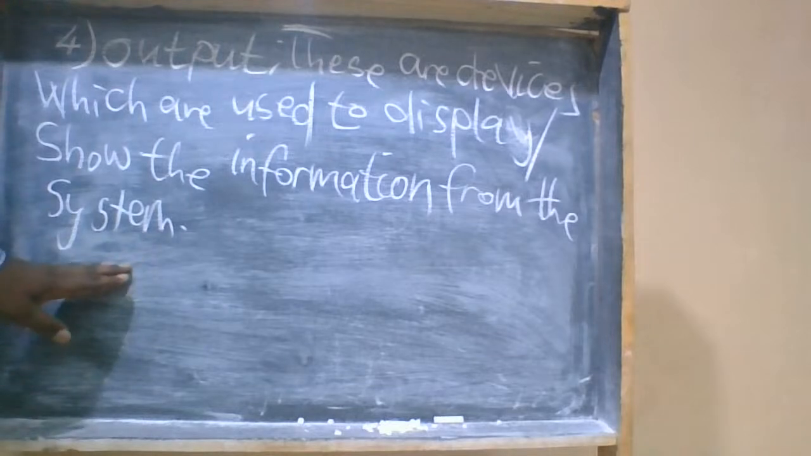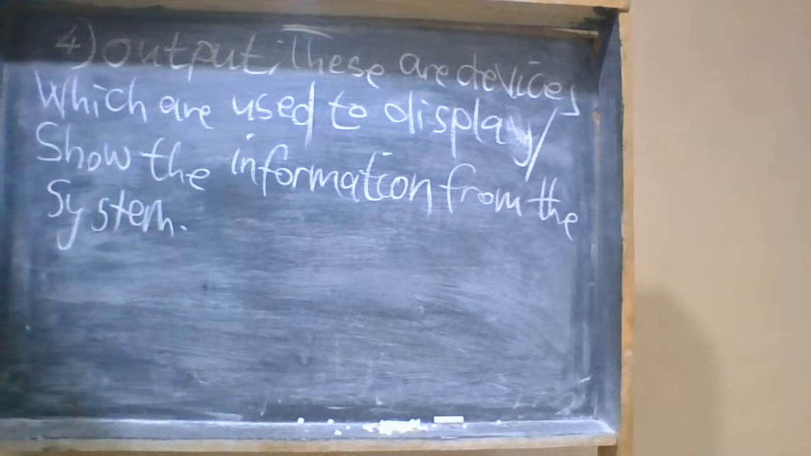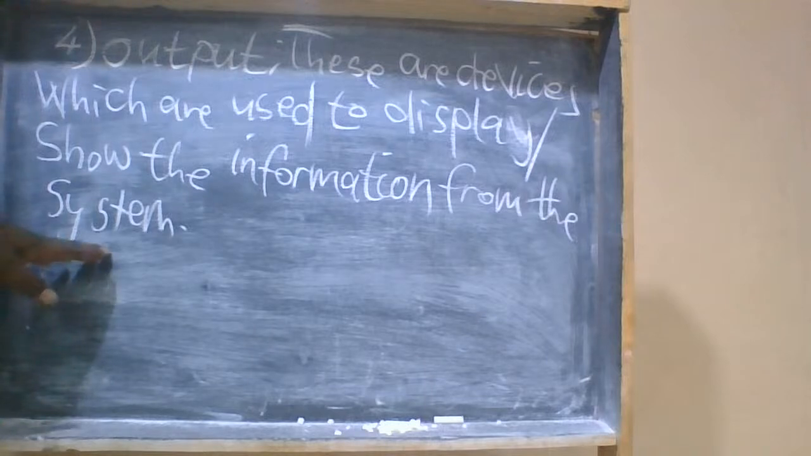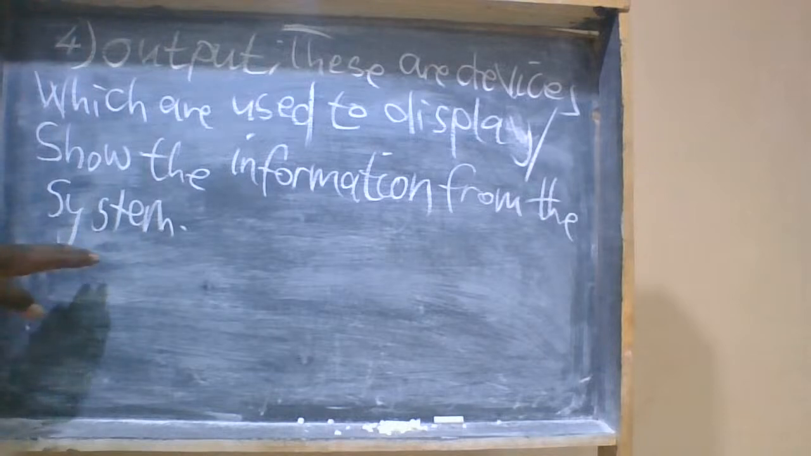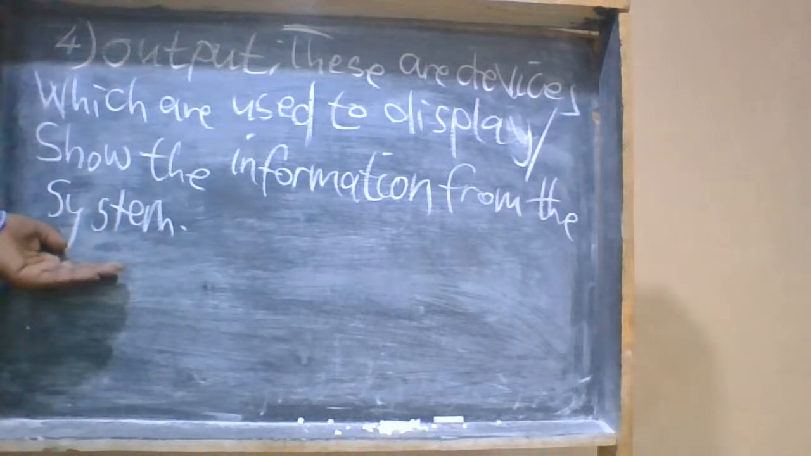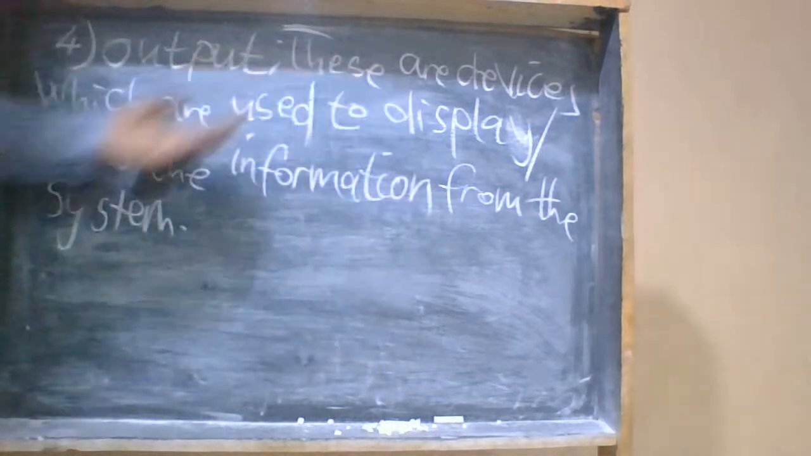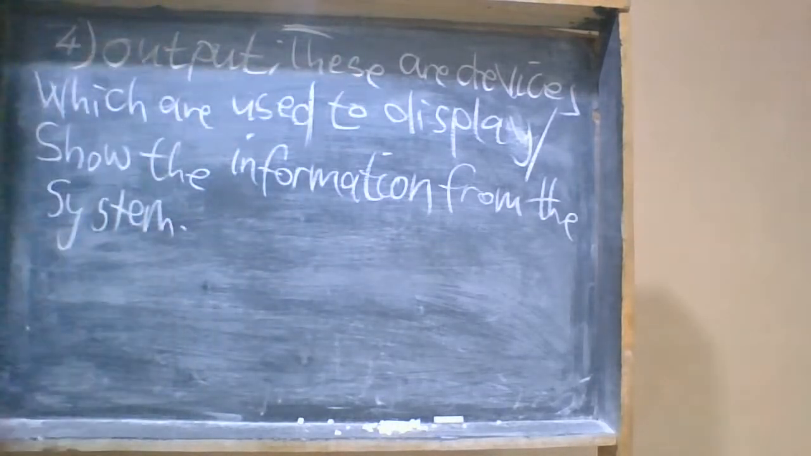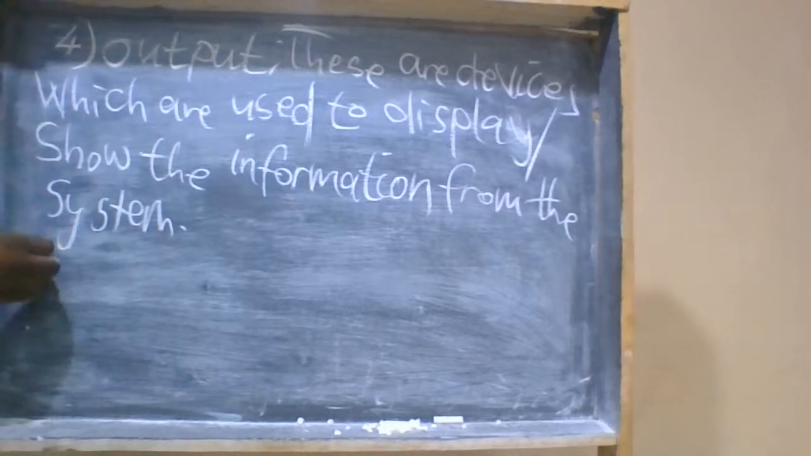This system, we are talking about a computer, because anything which has got components is referred to as a system. So in case you may come across a question which is saying, why is a computer referred to as a system? It is referred to as a system because it works with so many different components as you have seen them.